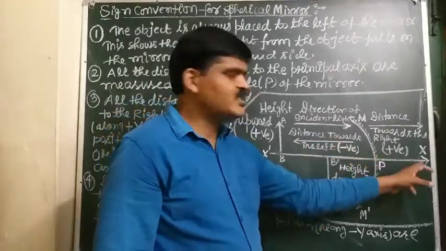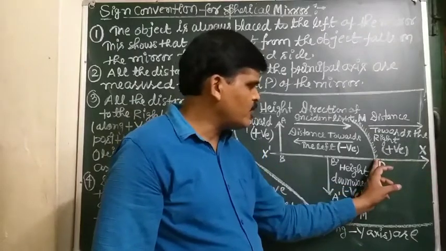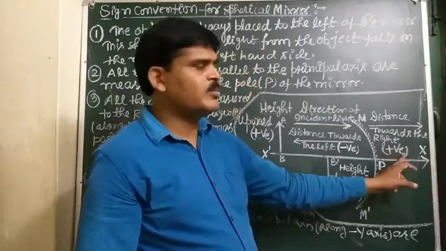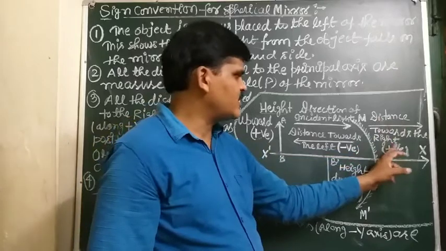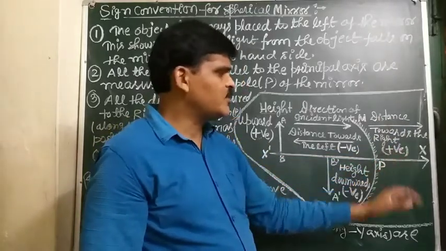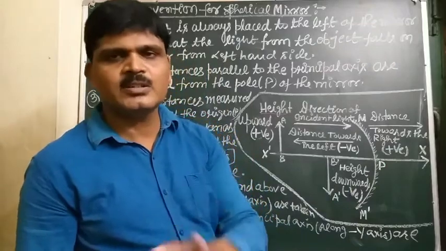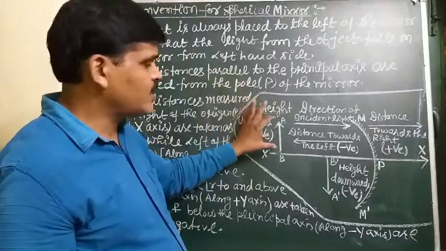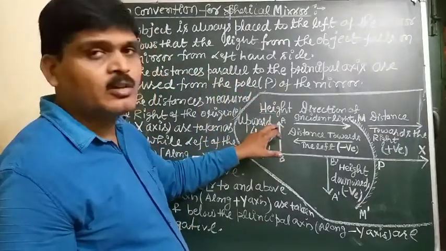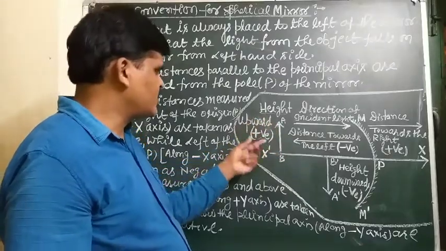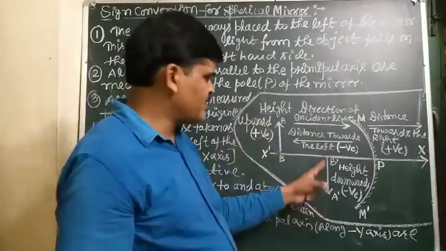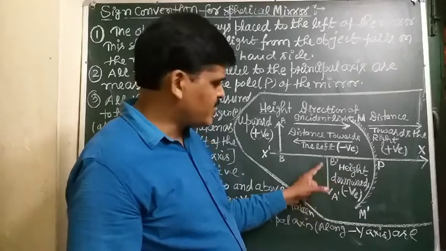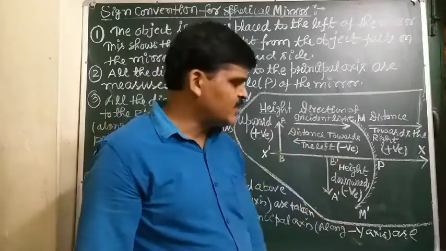And all the distances measured from the pole of the spherical mirror towards the right hand side are taken to be positive, whether it is a concave mirror or a convex mirror. And the height of the object or image above the principal axis or along positive y-axis is taken to be positive. Below the principal axis or towards negative y-axis, the height is taken to be negative. This is the sign convention rule.